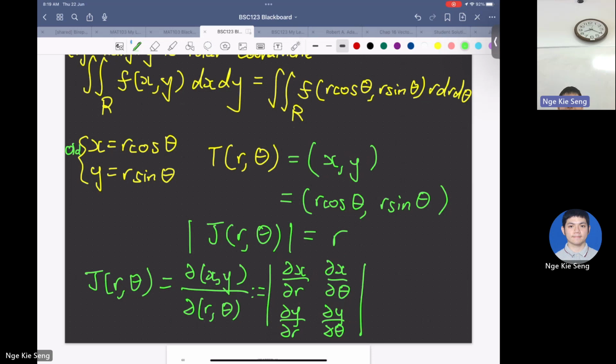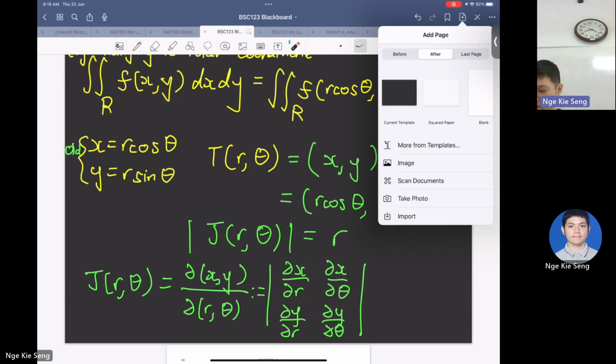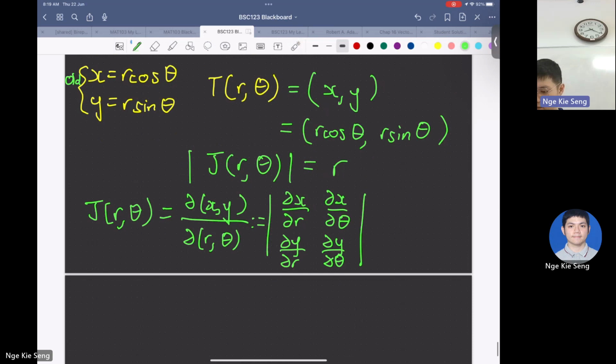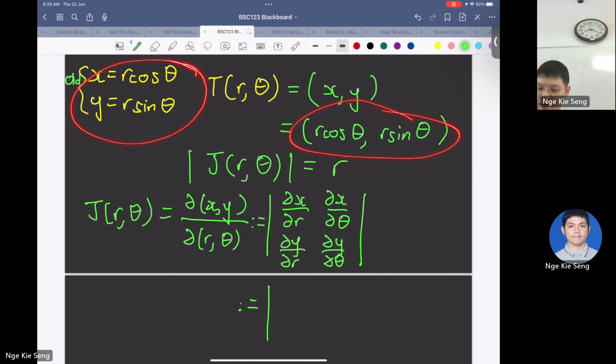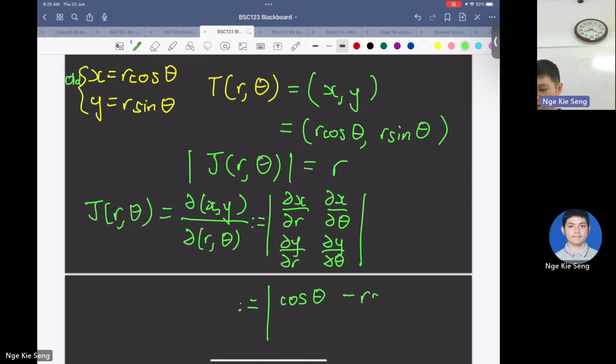We differentiate the old variable with respect to the new variable, because we need to see how the old variables change with respect to the new variables. So don't get confused about which one you put at the top and which at the bottom. In this case, what is del x del r? Cos theta. Del x del theta is minus r sine theta. Del y del r is sine theta, and del y del theta is r cos theta.